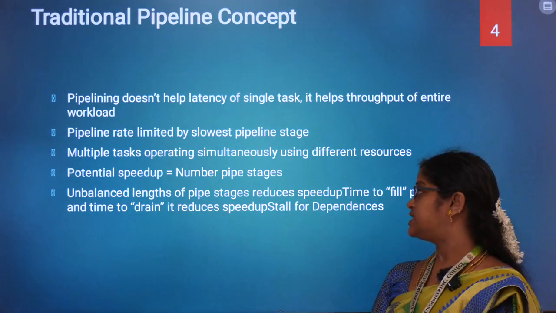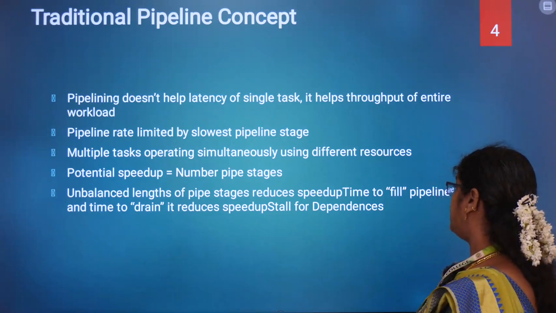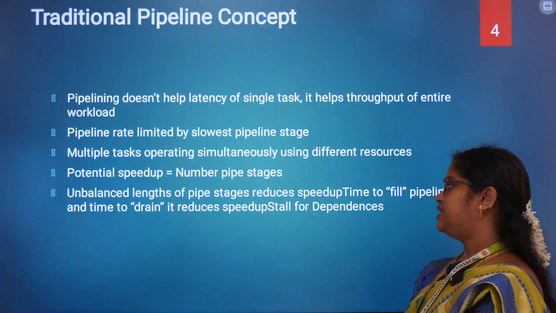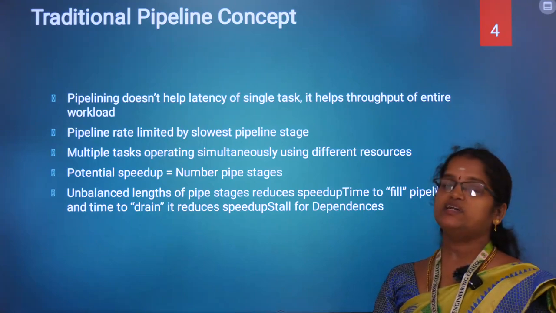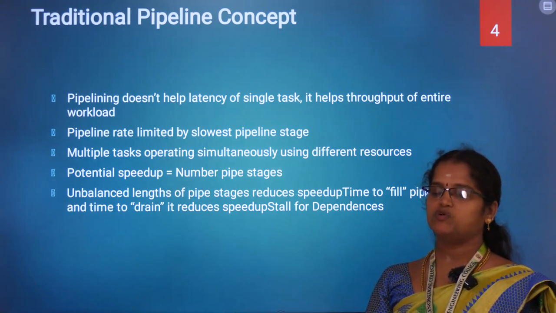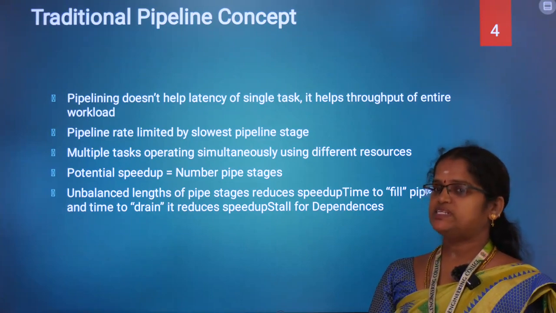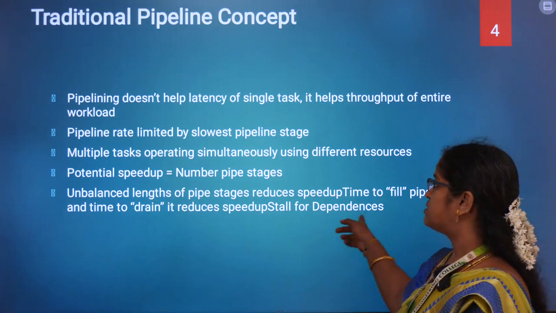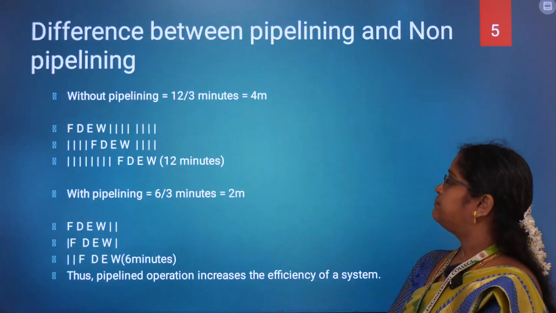Unbalanced length of pipe stages reduces speedup, as do the time to fill the pipeline and the time to drain it. Stalls for dependencies also reduce speedup. Dependencies mean the second instruction depends on the result of the previous, first instruction. That's why it's called a dependency.